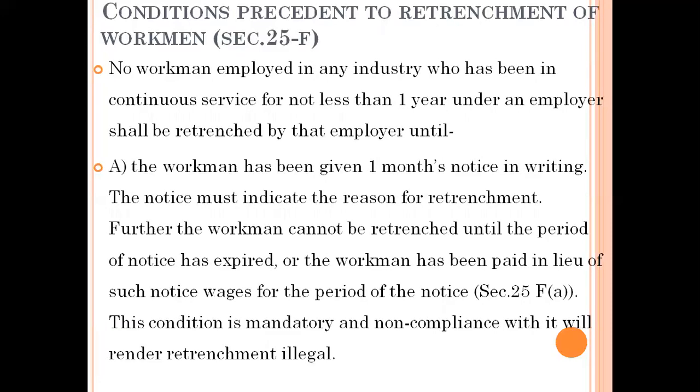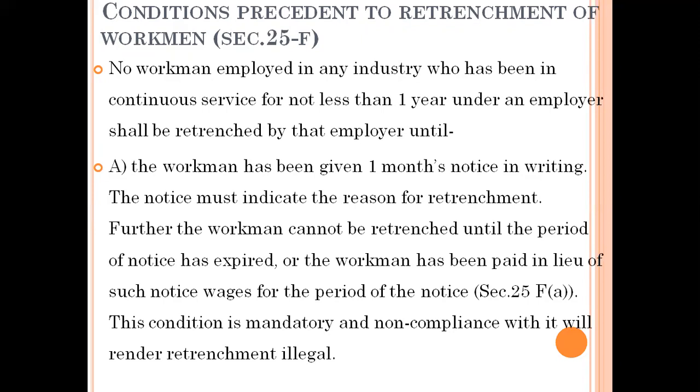So as far as the conditions of retrenchment of workmen are concerned, as section 25F defines, no workman employed in any industry who has been in continuous service for not less than 1 year, that means you have completed 1 year or more than 1 year, shall be retrenched by the employer unless the following conditions are satisfied. The workman has been given 1 month's notice in writing, and the notice must indicate the reasons for retrenchment.